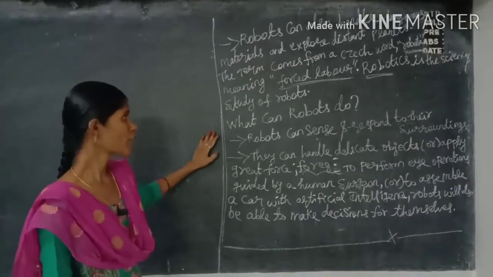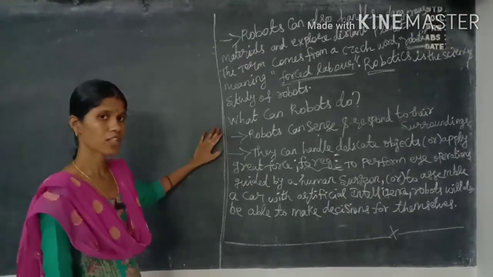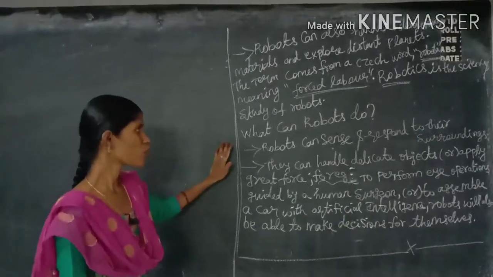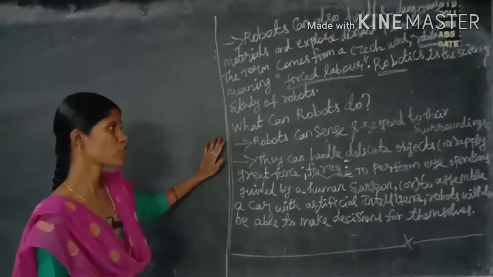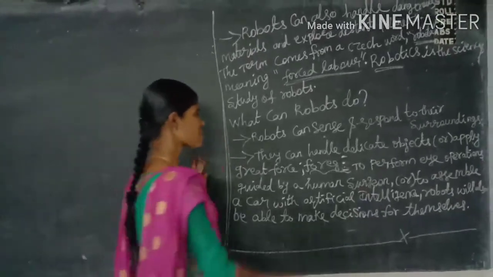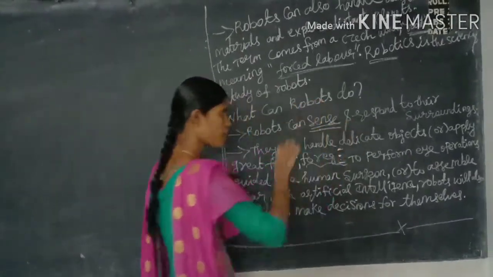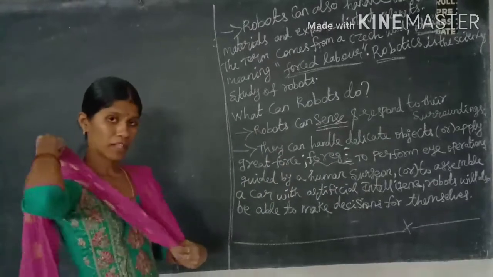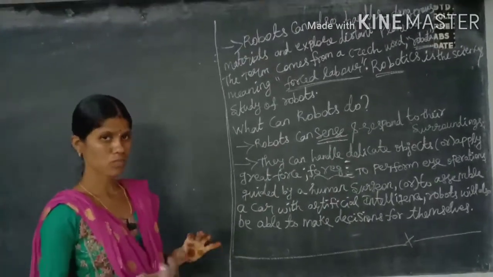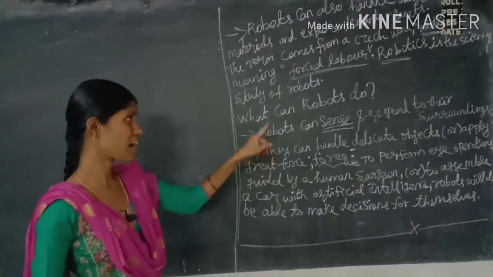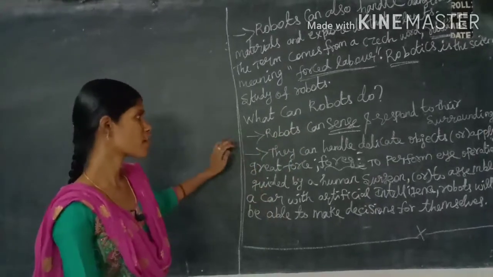So what can robots do? What all can the robots do? Robots can sense and respond to their surroundings. First it senses, it feels, and then like us it responds to those in its surroundings. So it can sense as well as respond to its surroundings.